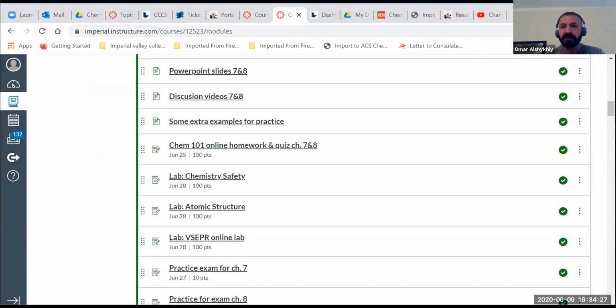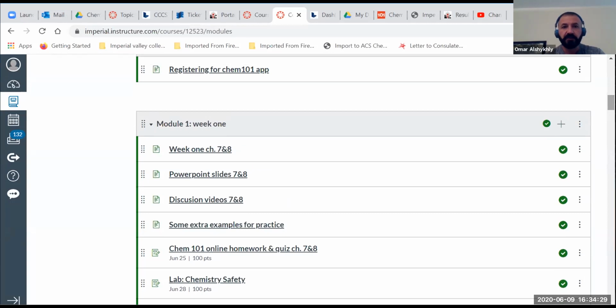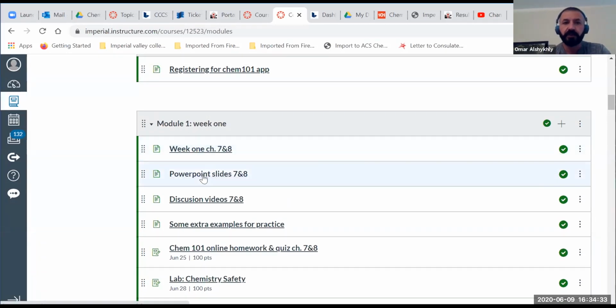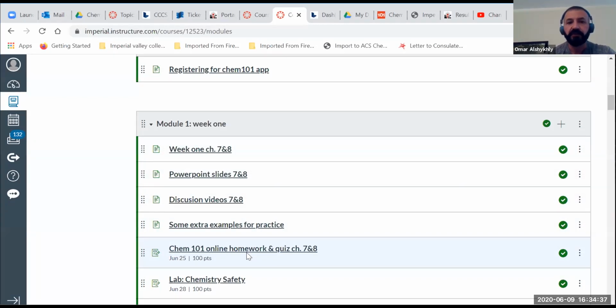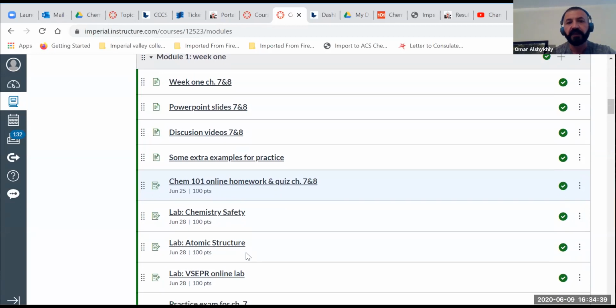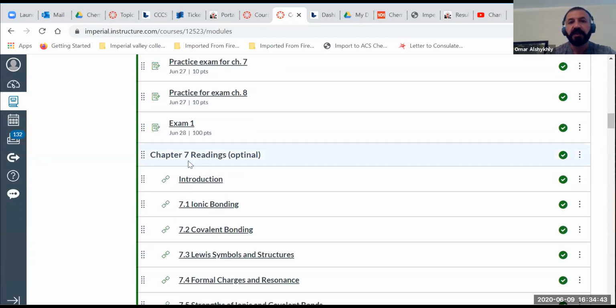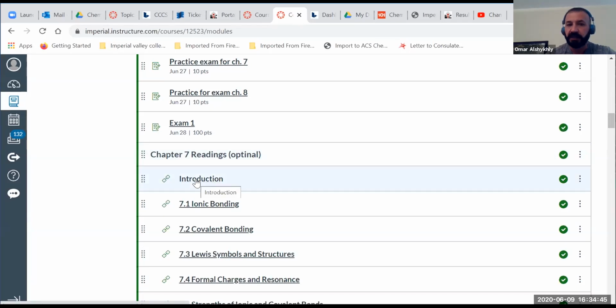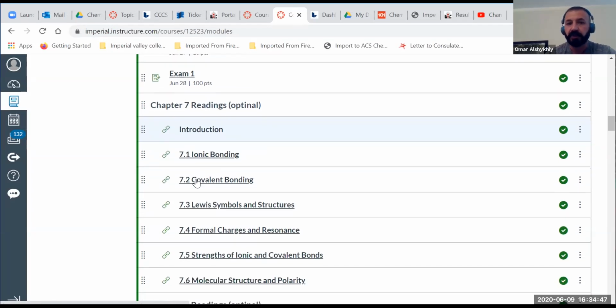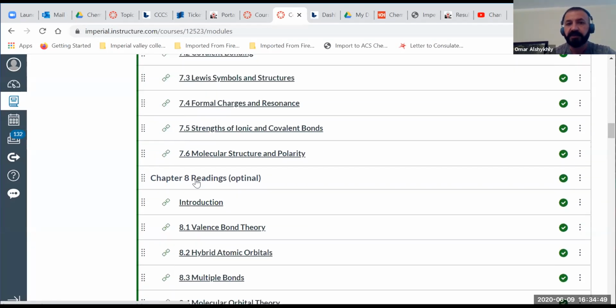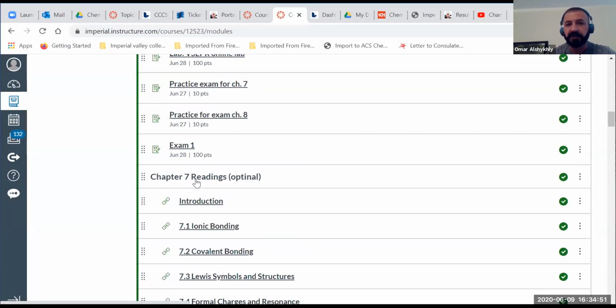So look here. This is for the first week. We go through the PowerPoint slides, discussion video, extra example. Then you need to finish the homework, the lab, practice for the exam, and the exam. Look here. This is the optional reading, if you need to read it through the book. This is for chapter 7. This is for chapter 8.